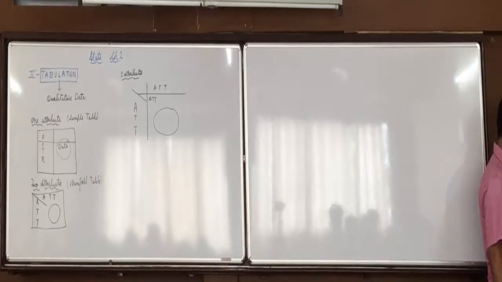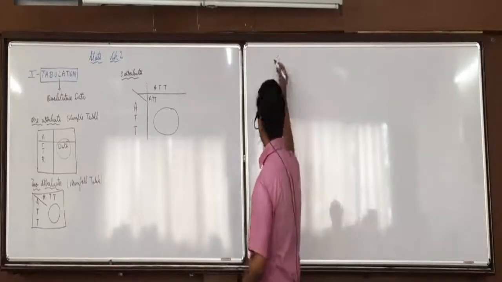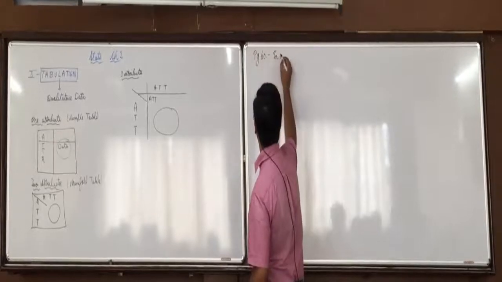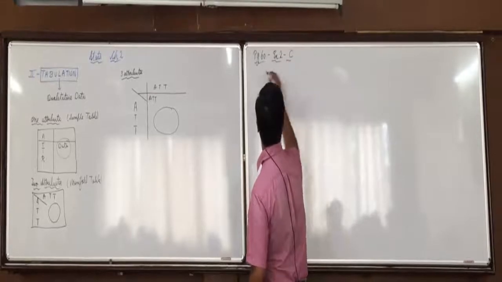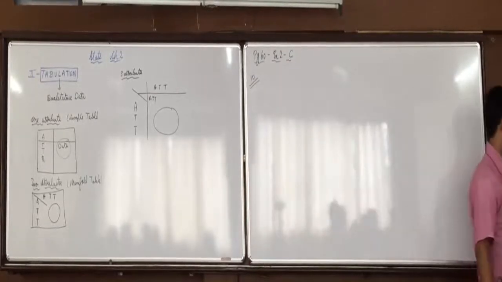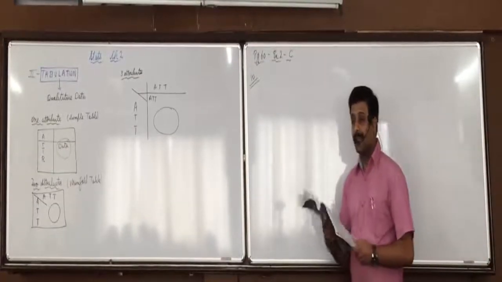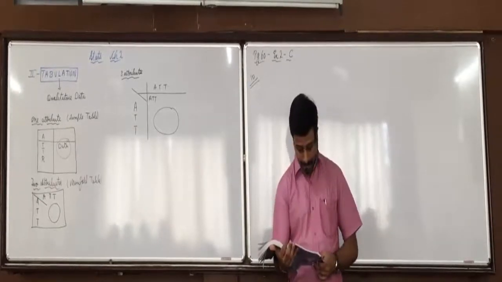Take out exercise 2, section C, page number 60, question 10. Exercise 2, section C, question 10, page 60. Be attentive. Understand the things first. Reading the question, we will try to identify what are the attributes involved.